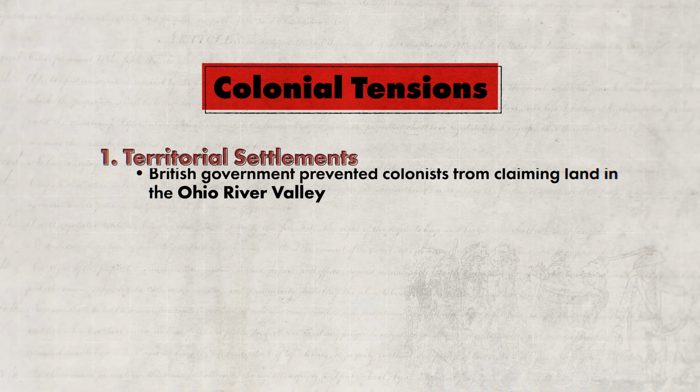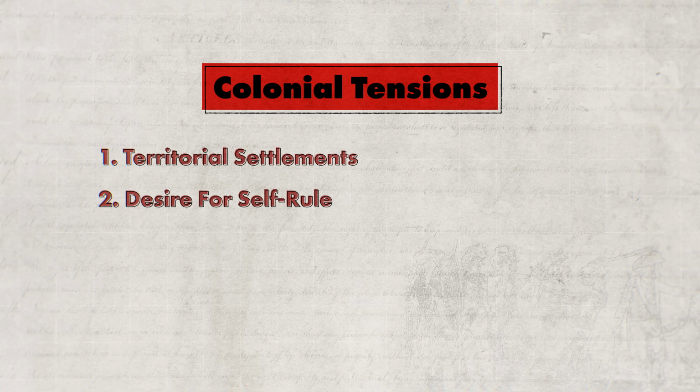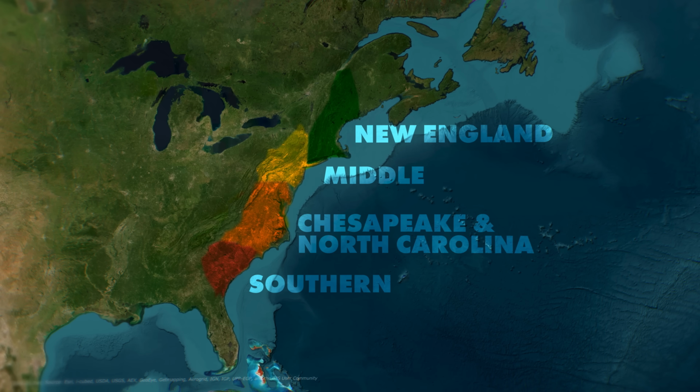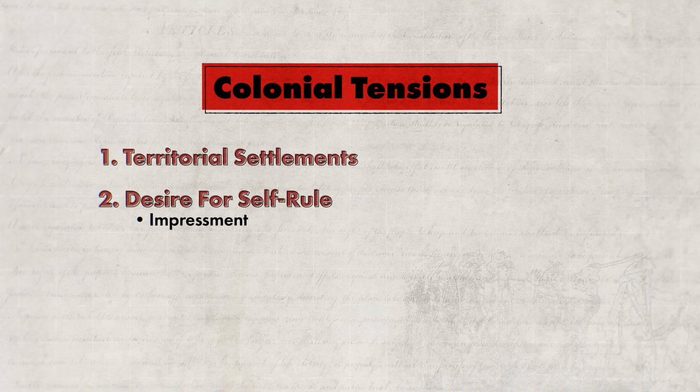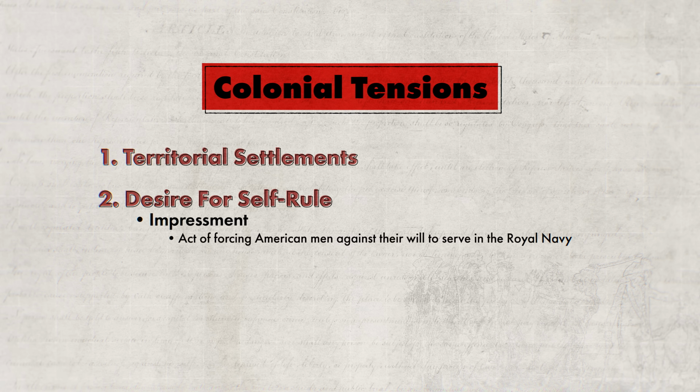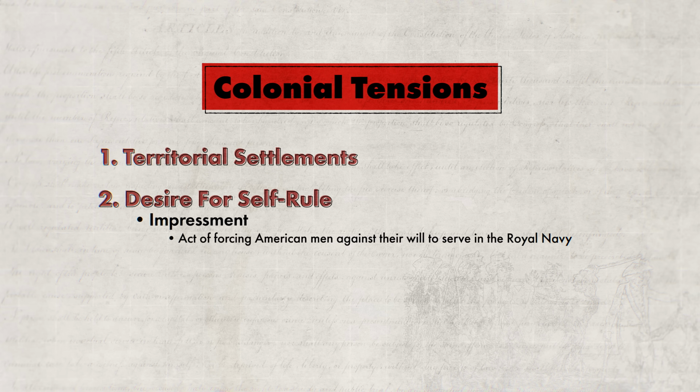Second, there was a growing tension regarding the colonists' desire for self-rule. You remember the whole salutary neglect thing? Yeah, there were long stretches of time where the American colonists felt like they were independent, making their own economic and political decisions. But then every once in a while, Mama came home and was all, my house, my rules. And there are a lot of events I could mention to illustrate this, but I'll stick with Britain's nasty habit of impressment. Essentially, impressment was the act of forcing American men against their will to serve in the Royal Navy for Great Britain's various wars.